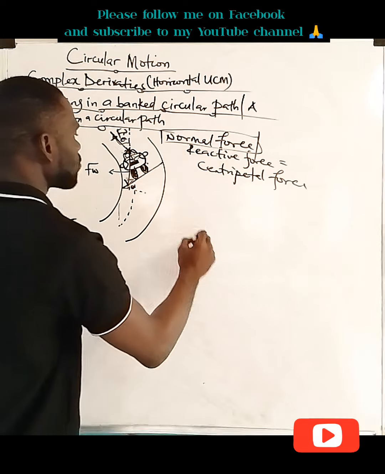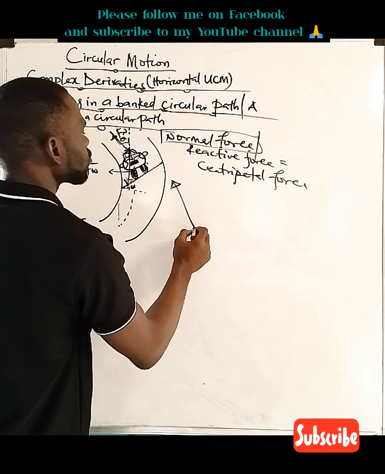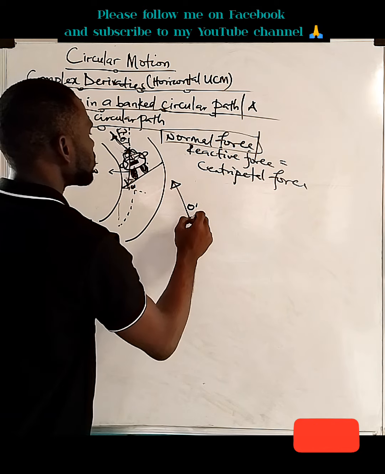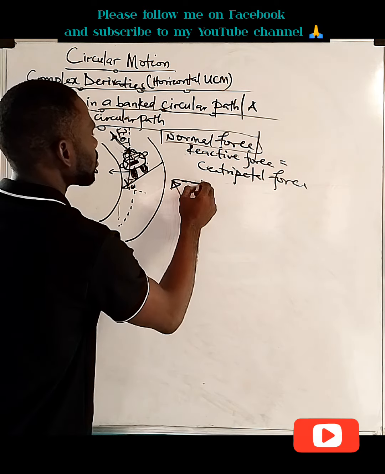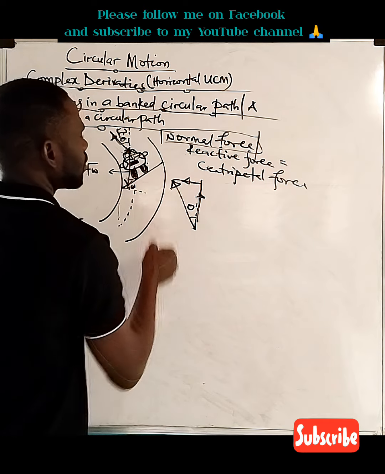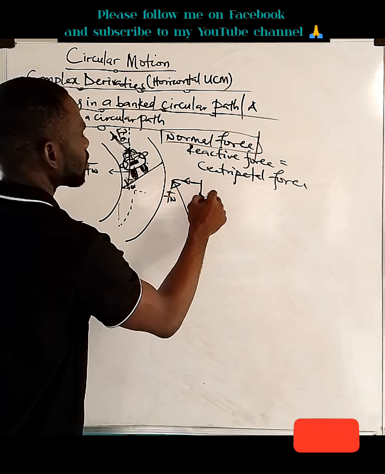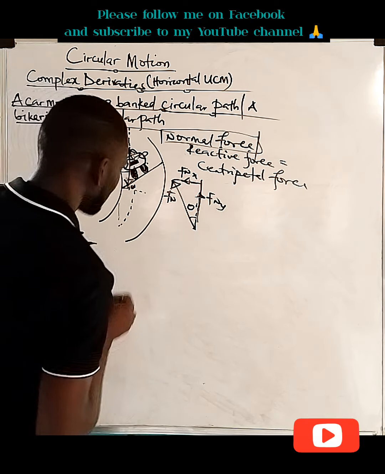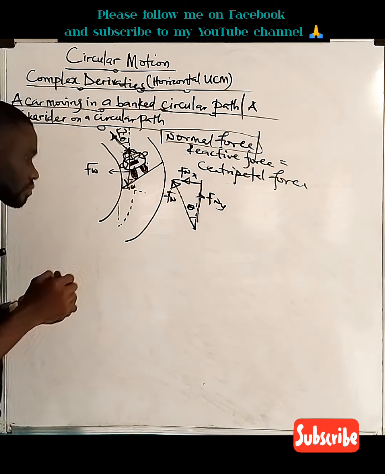For the fact that we have a normal force that goes like this, the normal force could be resolved in 2 dimensions. We have theta here. So we have a normal force along the y-axis and a normal force along the x-axis. This is the angle.